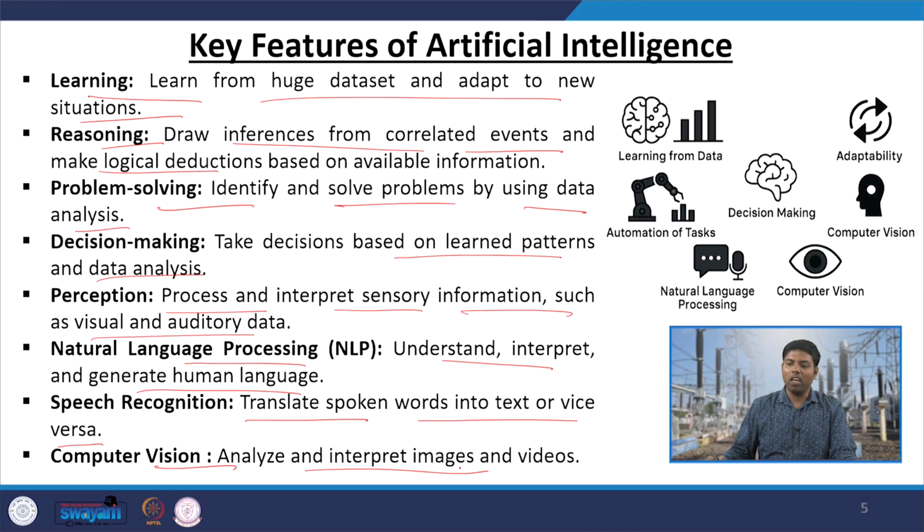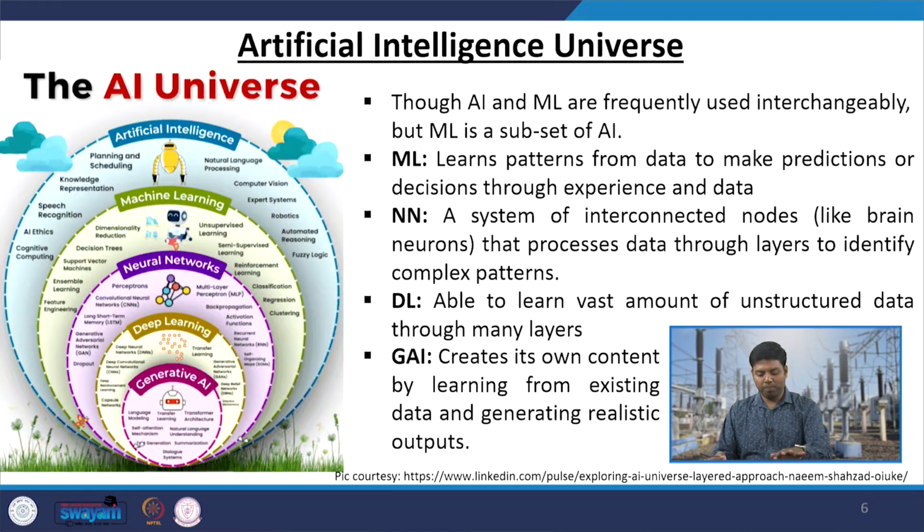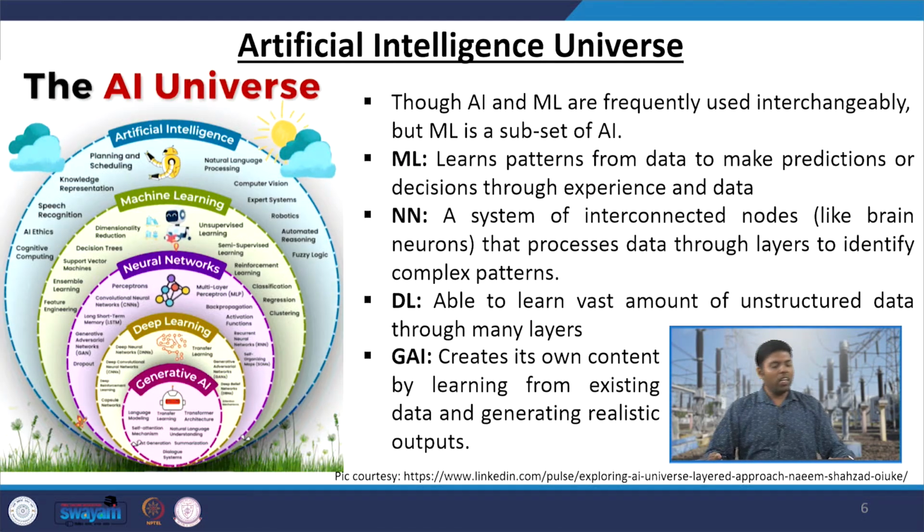And also computer vision can analyze and interpret images and videos. That means by looking at the system image, or let us say the signal image, you can interpret what is running in the system or what is happening in the system. So, this is the overall AI universe.